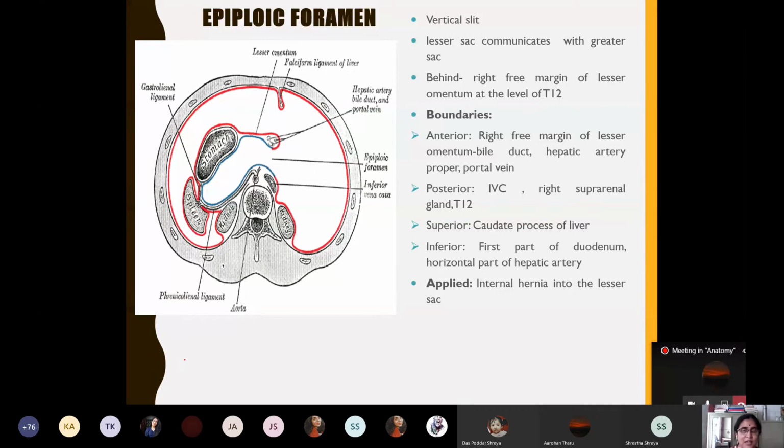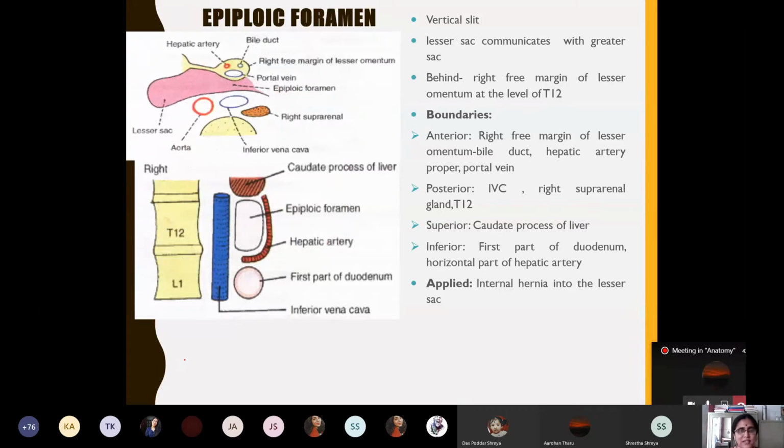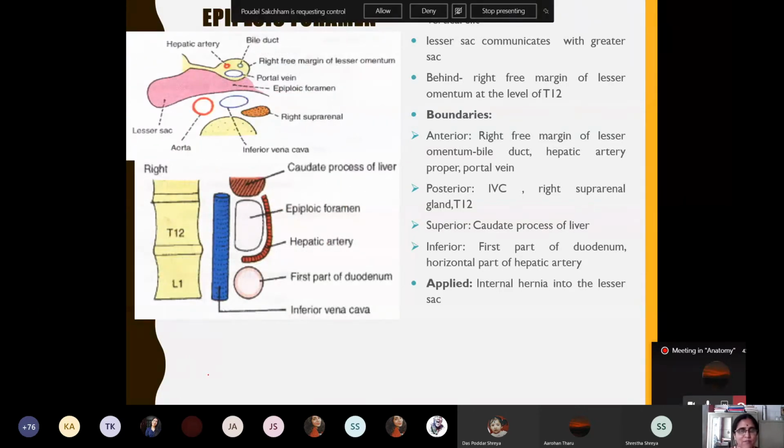Okay. Then the superior boundary. You can see this is the cross section, so you can see only the anterior and posterior boundary. In the sagittal section you can see the superior and inferior boundary. The superior boundary is formed by the caudate process of the liver, and the inferior boundary is formed by the first part of the duodenum, and along the first part of the duodenum there runs the hepatic artery.